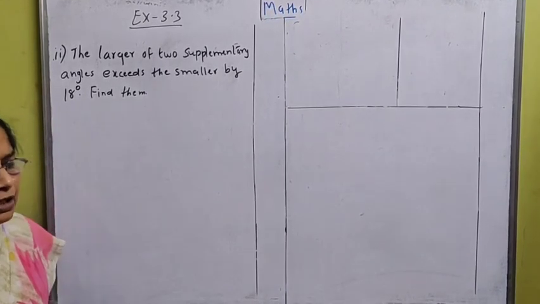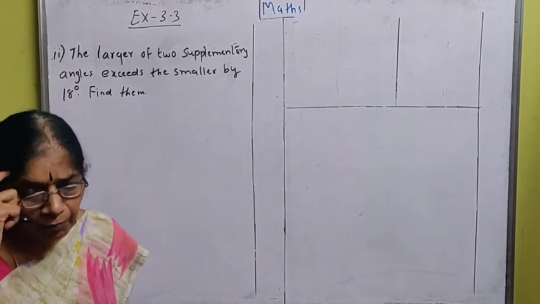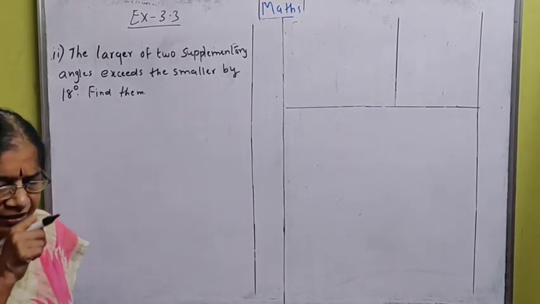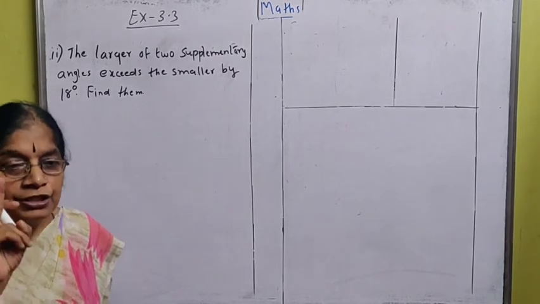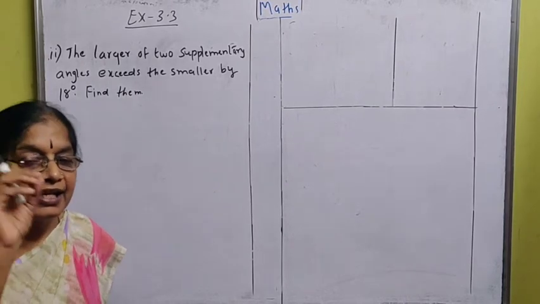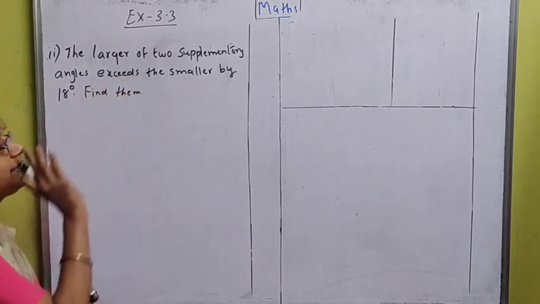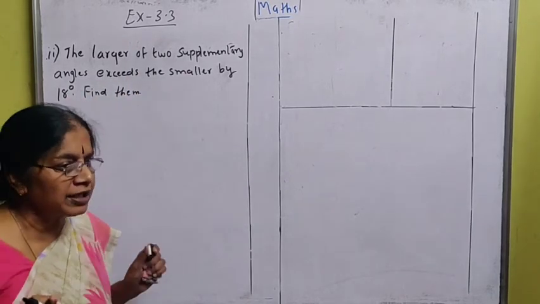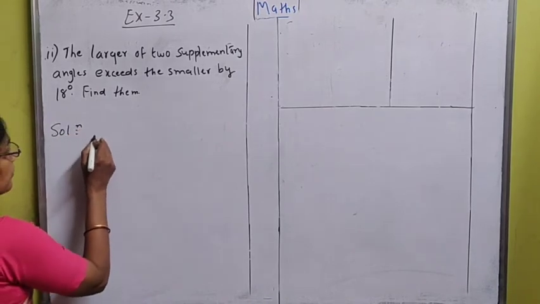What is meant by supplementary angles? The sum of the two angles should become 180 degrees, then they are called supplementary angles. So two angles are there. We don't know what the two angles are, so we are going to suppose.